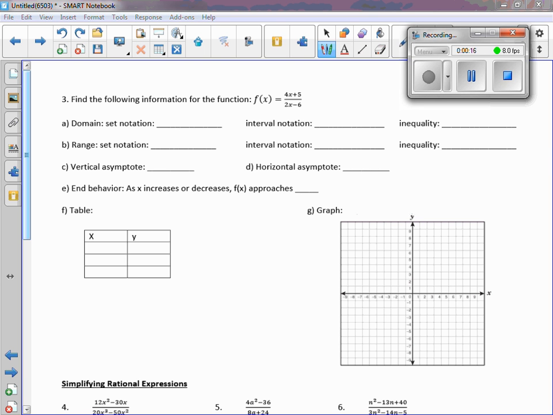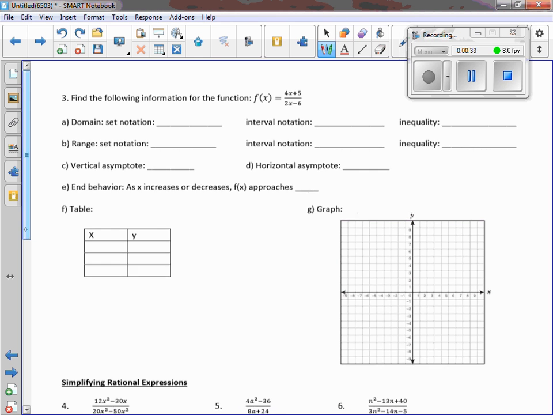Number 3 is different from number 2 because now I have an x on top and on bottom with our rational fraction. So when we see this, you won't be asked transformations because it's impossible to do them, but you will be asked everything else. So let's start going through that. Just like before, let's start with the asymptotes.